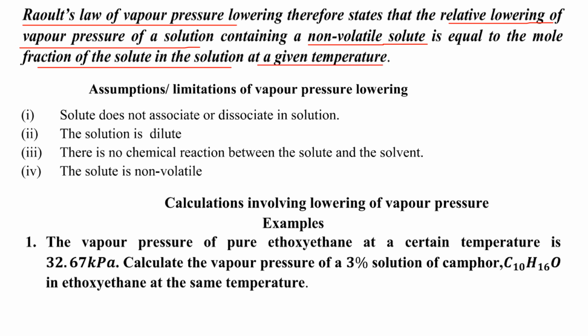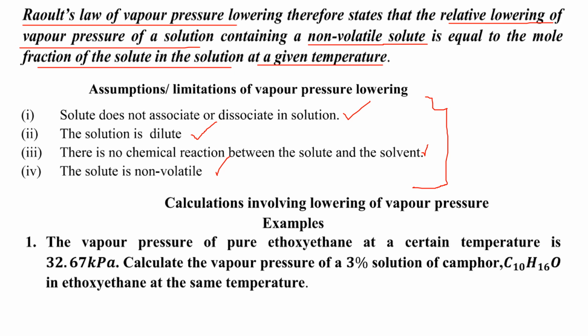Now, what are the assumptions or limitations of vapor pressure lowering? The limitations or assumptions remain the same, just like we looked at in the first session of this video. Number 1, the solute must not associate or dissociate in solution. Number 2, the solution should always be dilute. Number 3, there should be no chemical reaction between the solute and the solvent. And number 4, the solute must be non-volatile.